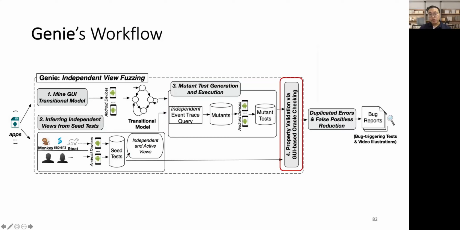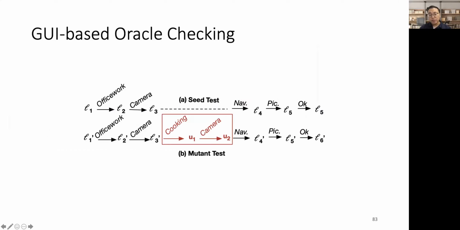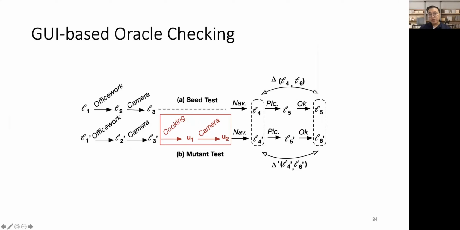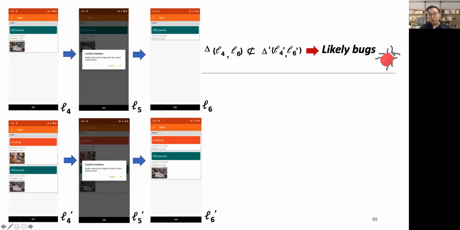In the fourth step, Genie will do automated oracle checking based on the independent view property. At the high level, it computes the GUI effects from the seed test and compares with the corresponding GUI effect from the mutant test. If the GUI effects from the seed test are not held in those of the mutant test, Genie reports a likely bug.